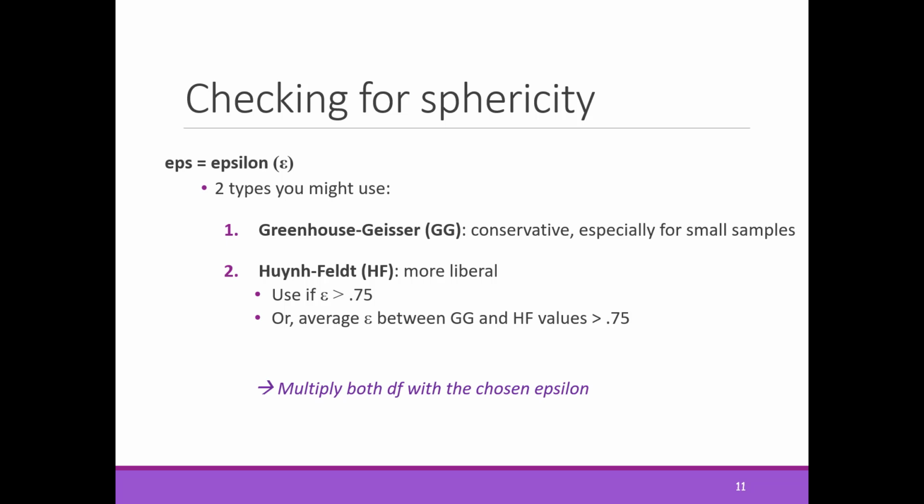I think a lot of this will make more sense when we actually go to R Studio and take a look. But the main thing to remember is that when you see an epsilon, you would be using it only if Mauchly's test comes up significant and you have not met the assumption of sphericity. In which case you'd want to decide whether to use Greenhouse-Geisser or Huynh-Feldt, and multiply that epsilon with the numerator and the denominator degrees of freedom to get the adjusted degrees of freedom for your ANOVA. That was a mouthful.